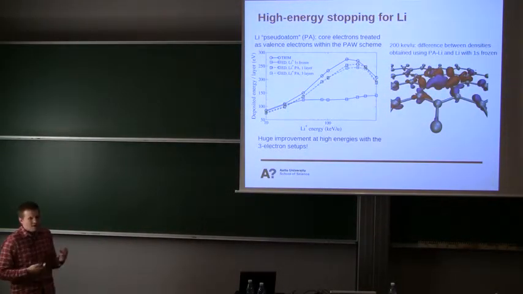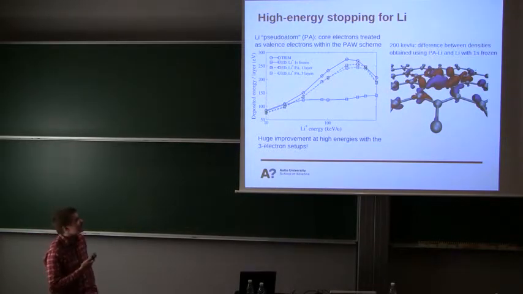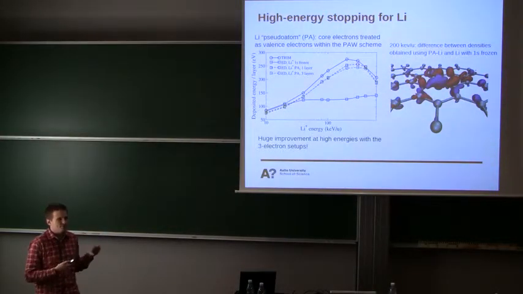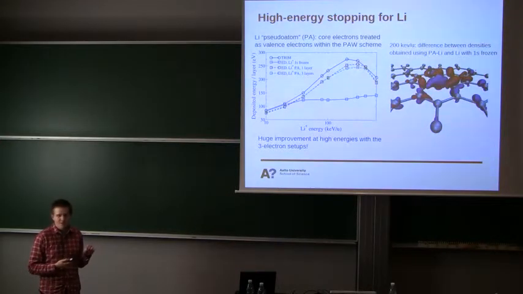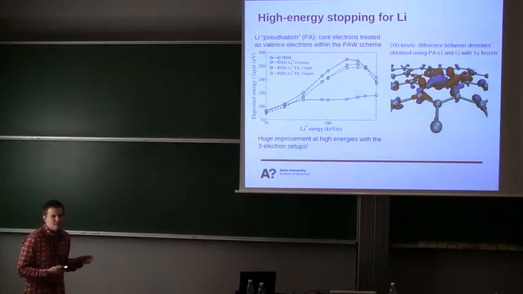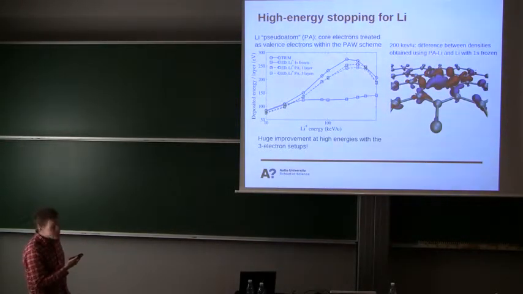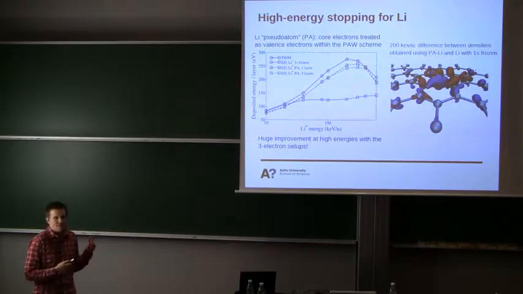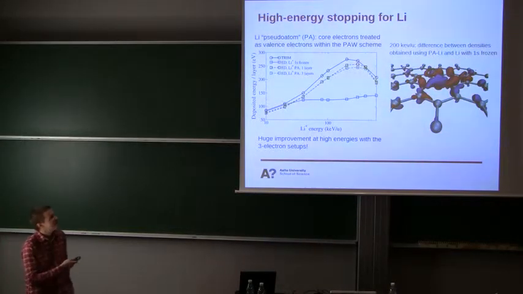Okay, then we move on to a heavier projectile, in this case lithium. For these calculations we used a so-called lithium pseudoatom, which means just improving the 1s state in creating the setup. But this actually has a huge effect on the electron stopping. If you use the standard frozen core setups, there's a bad mismatch with the experiments, while if you use explicit 1s states in the projectile, the agreement improves tremendously.